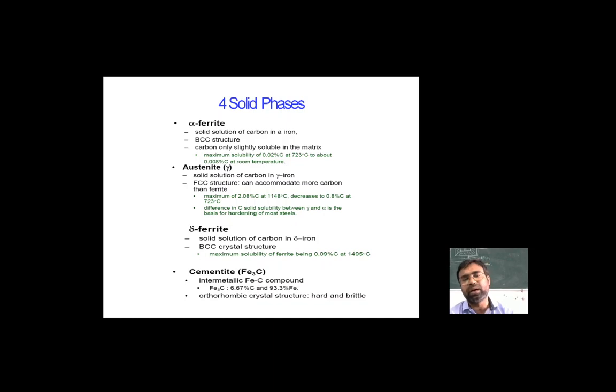We discussed that there are four solid phases present when the particular temperature and composition meet. The first one, at approximately 727 degrees centigrade, is the alpha ferrite formation, a very pure form of iron, soft in nature, and a very basic solid solution of carbon in iron. I call it a soft material because the percentage of carbon in it is very minute.